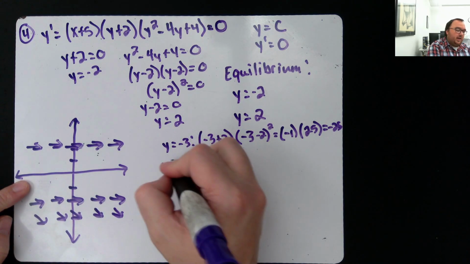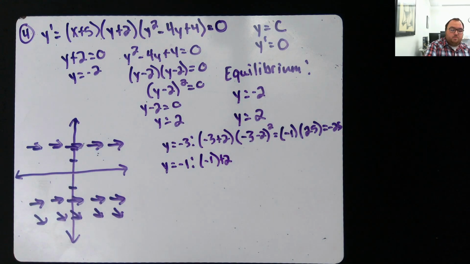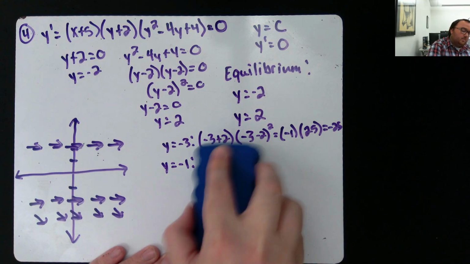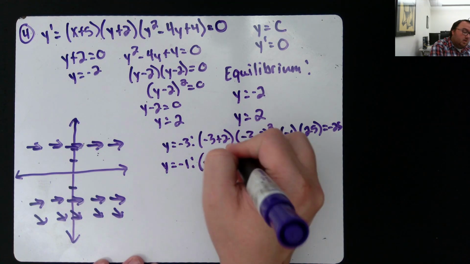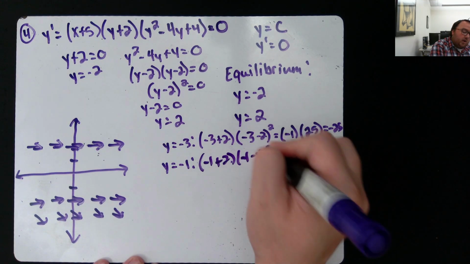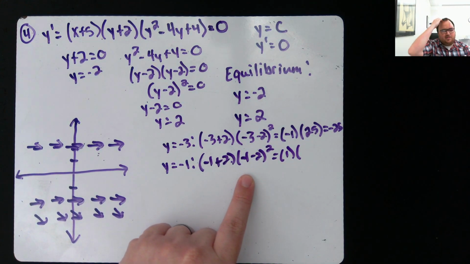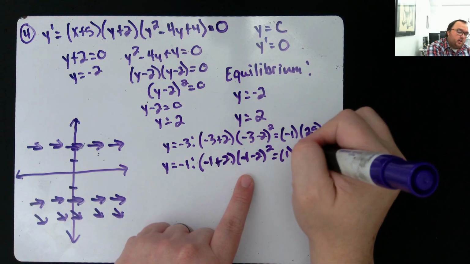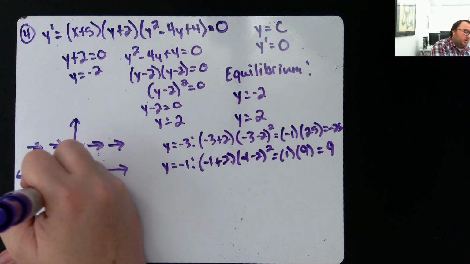Above it, it's going to be y equals -1. So that's going to be -1 plus 2 times -1 minus 2 squared. -1 plus 2 is 1. -1 minus 2 is -3. Square it, you get 9. So +9 means I'm pointing up.